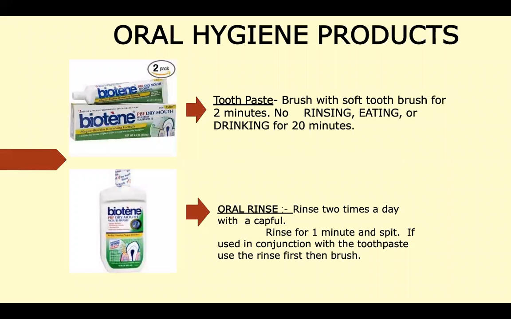So, all hygiene products, in continuation of this, different products are also available. Toothpaste we have done: brush with a soft toothbrush for 2 minutes, no rinsing, eating or drinking for 20 minutes. Oral rinse 2 times a day with the capful. Rinse for 1 minute and spit. If used in conjunction with the toothpaste, use the rinse first, then brush. So first, before going to toothpaste, rinse first, then brush.